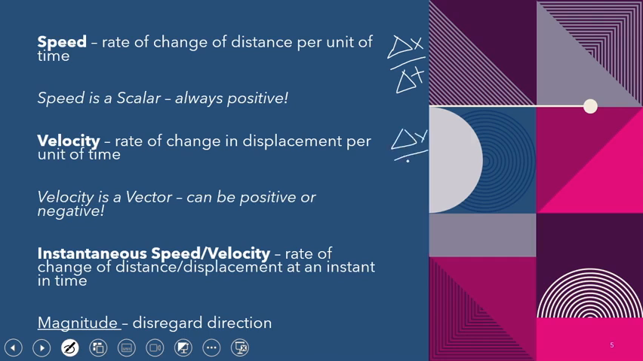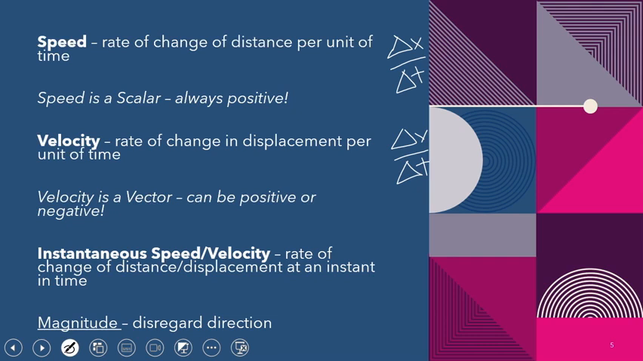Change in position over change in time. And again, if you're not going at one velocity for your whole trip, then that's going to be your average velocity. Now, the difference between speed and velocity is that velocity is a vector. So, depending on the direction you travel in, it could be positive or negative. If you're going right or if you're going up, positive. If you're going left or if you're going down, negative.